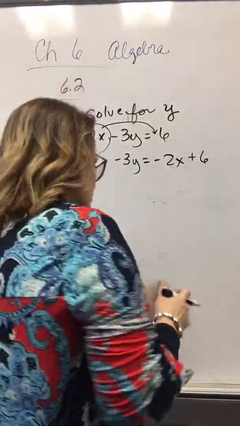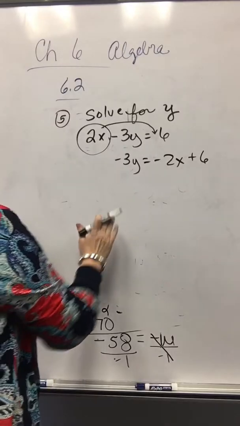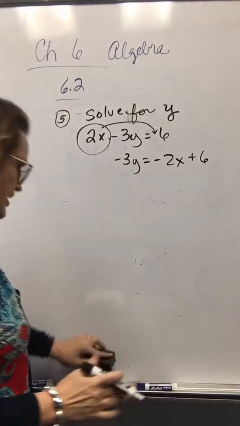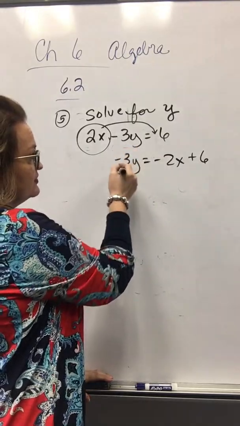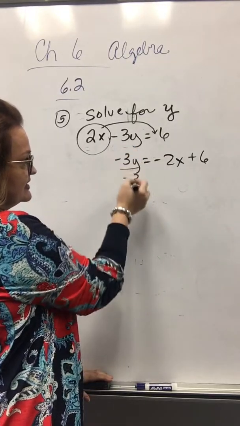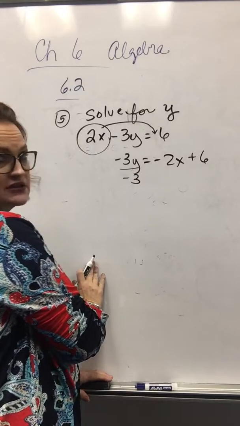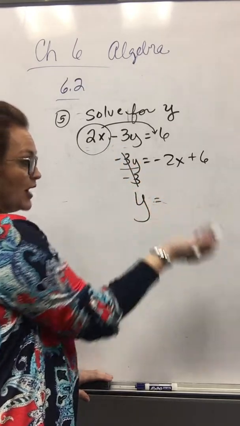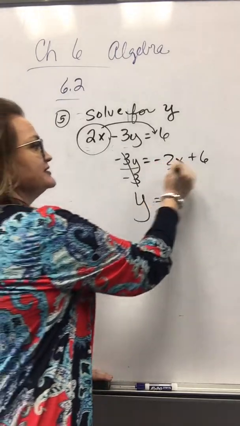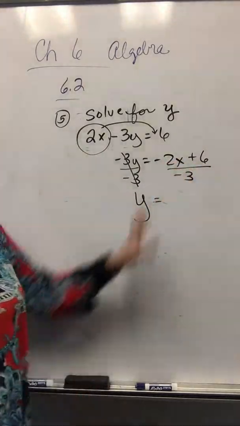Okay, so you move your terms around, so y is on this side and everything else is on the other side. And then you divide by what's on that y. To get rid of the front value, we divide by the same exact number. Negative divided by negative, that makes that positive 1y, or just y. What you do to one side, you do to the other side. Now that is the answer.